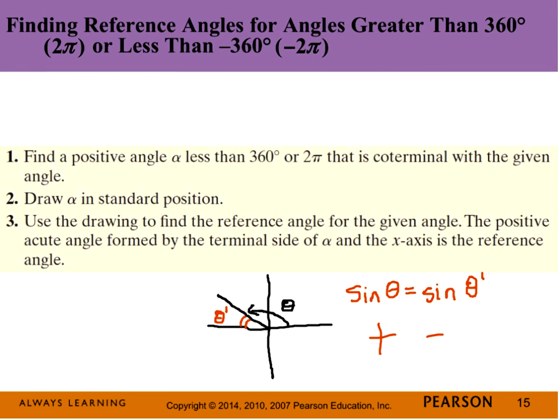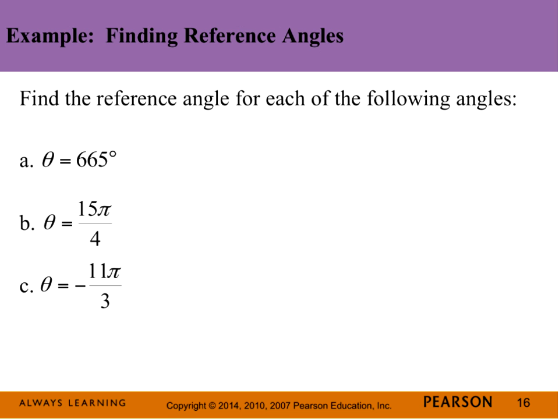So now we're to the part that's on the page here. To find these, you want to find a positive angle alpha less than 360 degrees or 2 pi that is coterminal with the given angle. Draw alpha in the standard position. Use the drawing to find the reference angle for the given angle. The positive acute angle formed by the terminal side of alpha and the x-axis is the reference angle. So I think it'll be easier once we actually look at these last problems here.